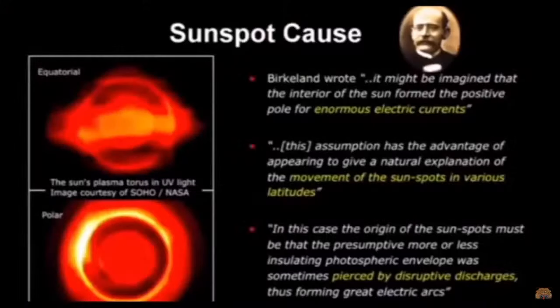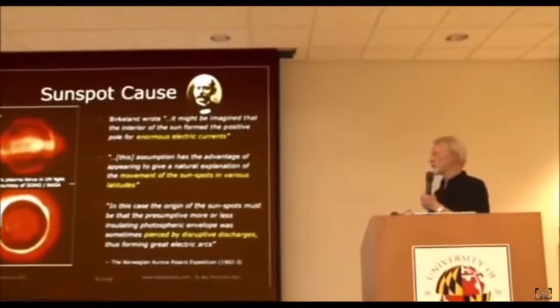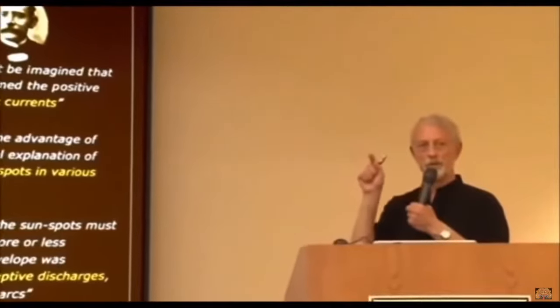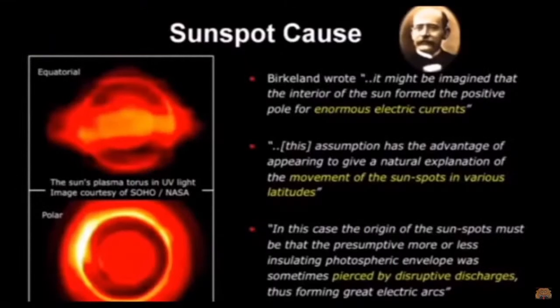What do we find today? This is the sun in ultraviolet light, and you can see that we have an equatorial view at the top and a polar view at the bottom. And it has a plasma torus about it. And this is exactly what Birkeland had found in his experiments, that you get a plasma torus. And it's a storage ring. It stores energy. When that energy gets to a certain level, a massive discharge will take place from that torus to the surface of the body, and it follows the magnetic field lines. In the extreme case, when there's too much energy in that ring, it may actually switch to a polar jet. Many stars have polar jets.